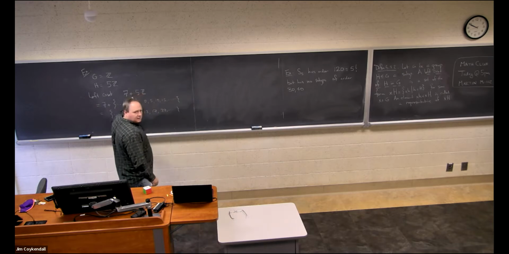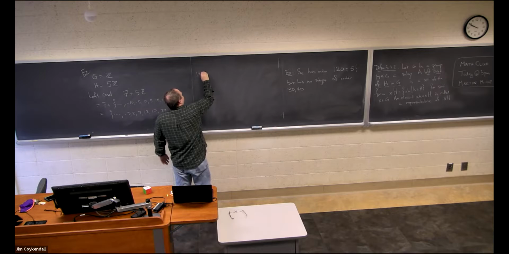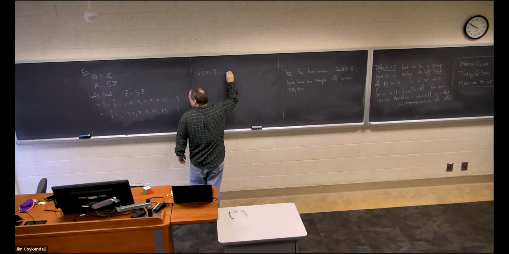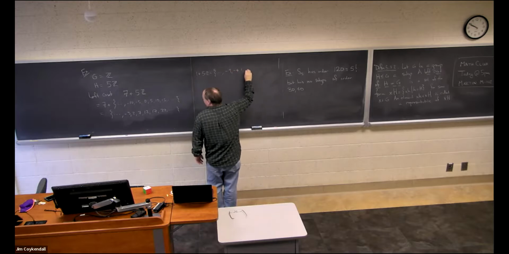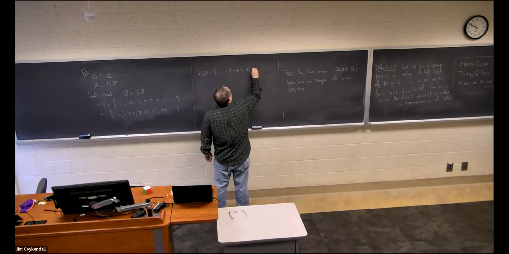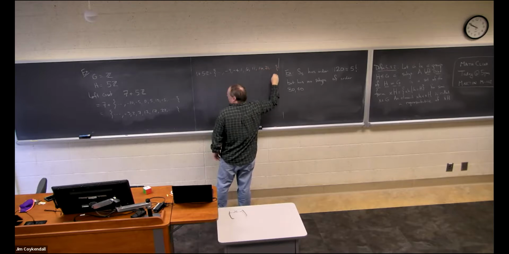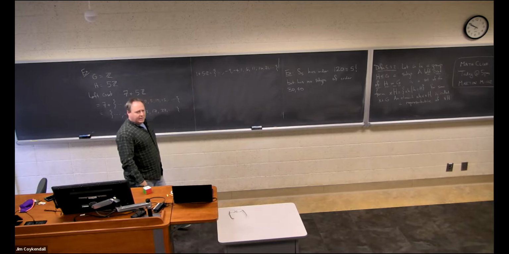Let me pick another number. Let me pick 1. What's the coset 1 plus 5Z? Minus 9, minus 4, 1, 6, 11, 16, 21. Everybody agree with that?